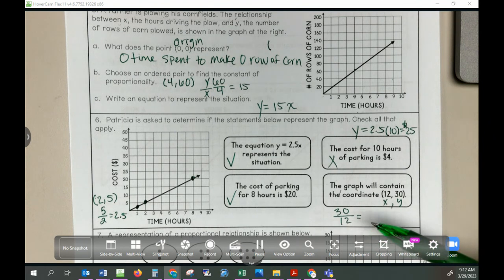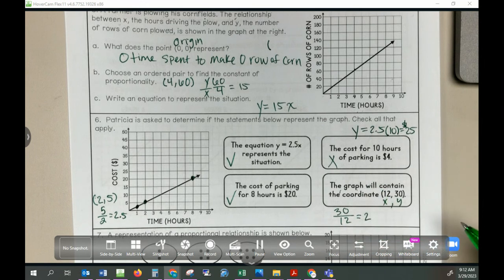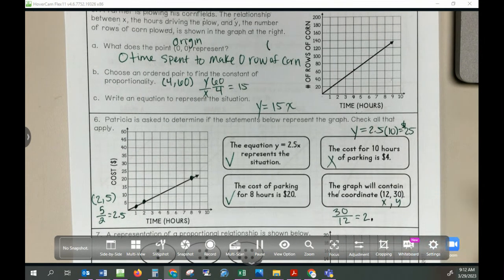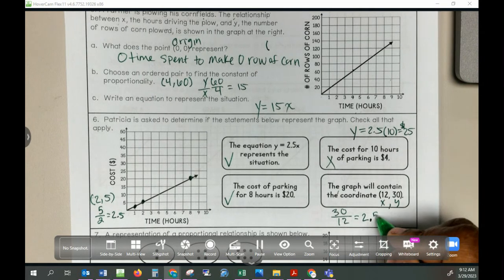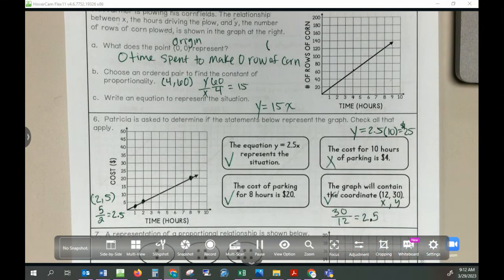How many 12s will go into 30? So we know 2 will go into 24. And then I'm left with 6 more. And so if I use a decimal, that'll give me 60. So how many 12s are going into 60? 5. So will that still be the same thing? So that means that this coordinate must be included because they share the same rate of change. So this is included. Great job.